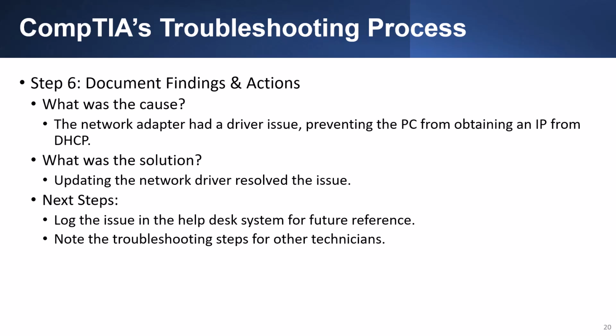Step 6. Document findings and actions. What was the cause? The network adapter had a driver issue preventing the PC from obtaining an IP address from DHCP. What was the solution? Updating the network driver, resolving the issue. Next steps: log the issue in the help desk system for future reference. Note the troubleshooting steps for other technicians.